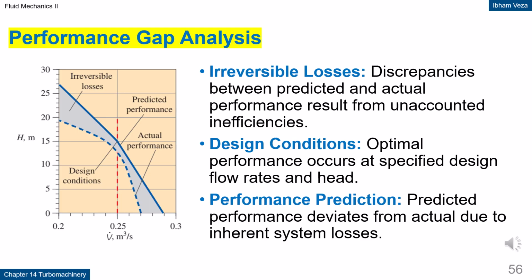The difference between theoretical and actual performance is mainly caused by irreversible losses. Pump designs are usually optimized at a specific operating condition called the design point. Outside this condition, the actual performance deviates from the prediction. Therefore, test curves are very important to represent real pump behavior. Understanding this gap is essential in real engineering applications.